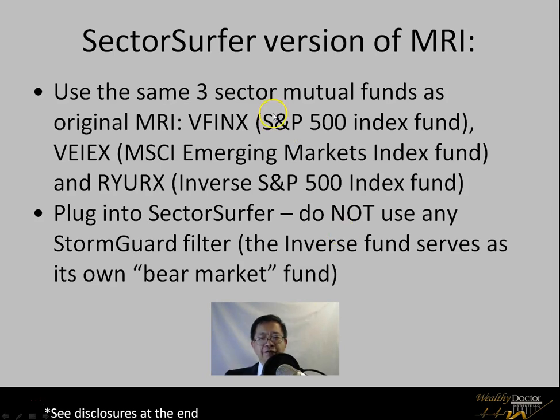But again, use the same 3 sector mutual funds: the S&P 500 Index Mutual Fund, the Emerging Markets Mutual Fund, and the Inverse S&P 500 Index Mutual Fund. By definition, one of these is always going up. Just a matter of catching which one has the strongest uptrend. Now remember, since the Sector Surfer version of the MRI already has an inverse mutual fund, you do not need a StormGuard filter with this particular system.